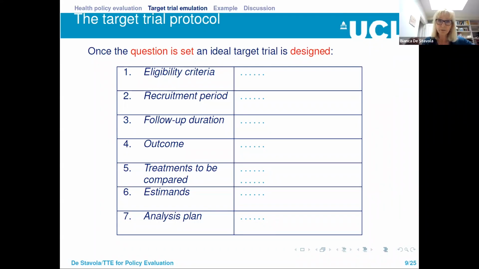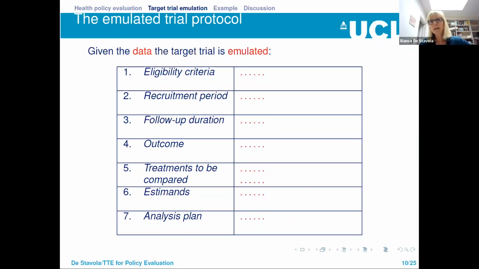You want to say, is it the risk ratio between exposed and unexposed, between those intervened and not intervened? Or do you want to know whether it's the effect in terms of risk difference or prevalence difference in different levels of exposure? And then you define the analysis plan, how those estimates can actually be estimated from the data. You've done this, you then emulate it. So you'd see how much of these 7 steps can actually be emulated from your data.